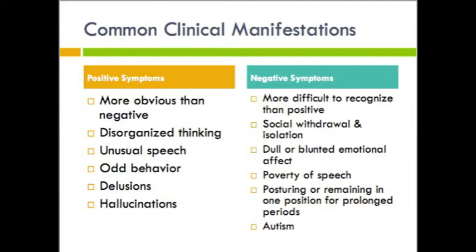The negative symptoms that Nate was exhibiting are thought to be associated with dopamine D1 receptor activity in the brain. These are usually more difficult to recognize than positive symptoms. Some of the common symptoms include social withdrawal and isolation, dull or blunted emotional affect, poverty of speech, posturing or remaining in one position for prolonged periods, and autism.